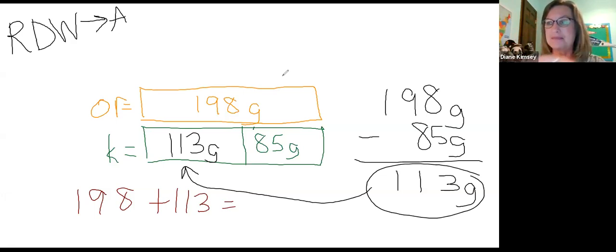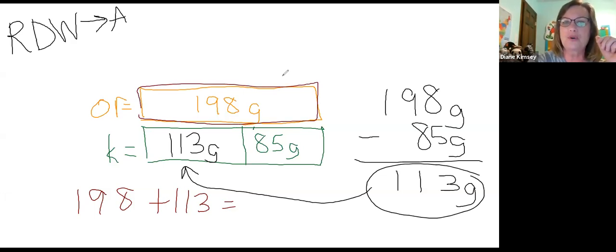But by having the tape diagram there, 198 represented the whole. That's the whole amount. So that's what we had to base the kiwi off of. But by having those on there, it helps them see the parts of the equation. Right, believe it or not, that was second grade, towards the end of second grade.